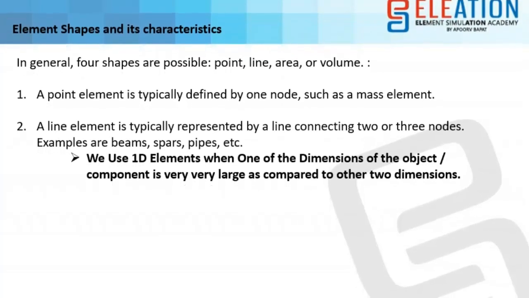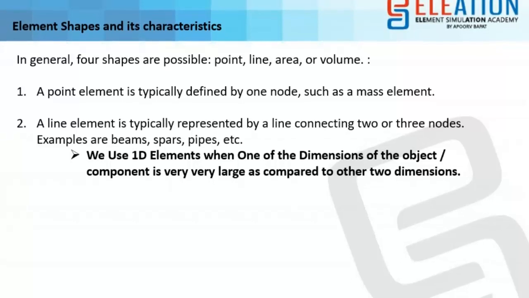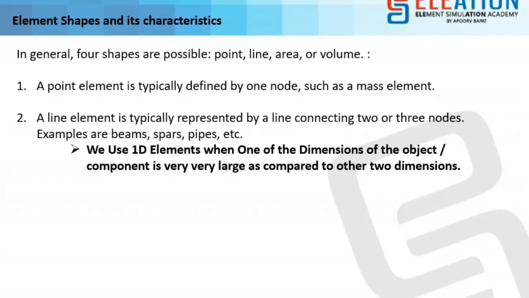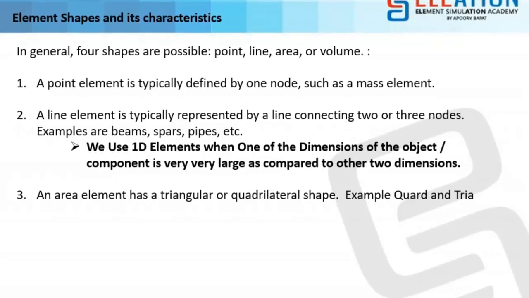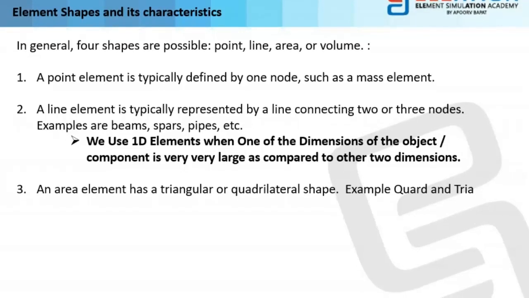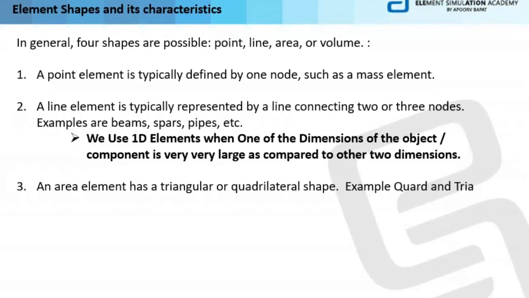We use a 1D element, or a line element, when one of the dimensions of the object or component is very large as compared to the other two dimensions. An area element has a triangular or quadrilateral shape, for example CQUAD and CTRIA.